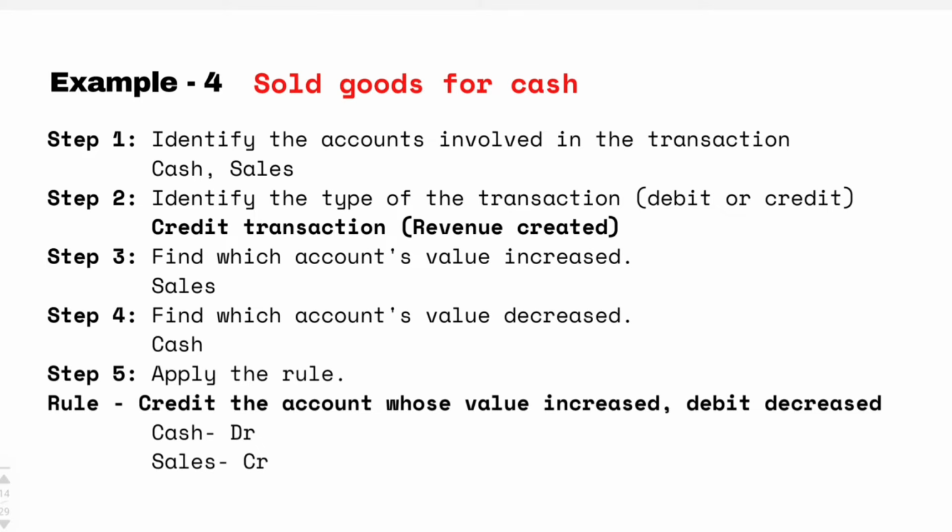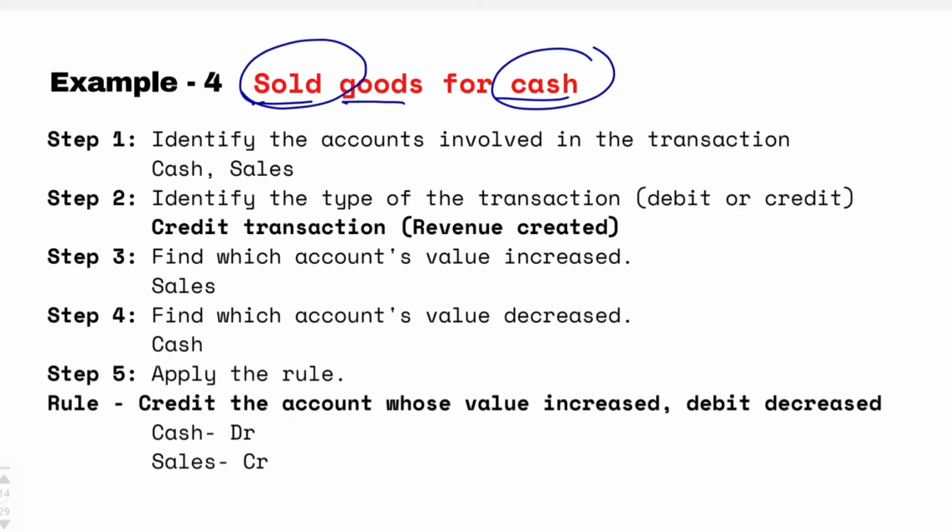Okay. Now, when I think about sold goods for cash, again, what is happening? I had created a few products in my inventory, it was there. Now I am selling it. When I sell it, what is going to happen? I'm going to get revenue. So the two accounts, sales account and cash account. I am getting revenue, so it is a credit transaction. This is a source of fund for me.